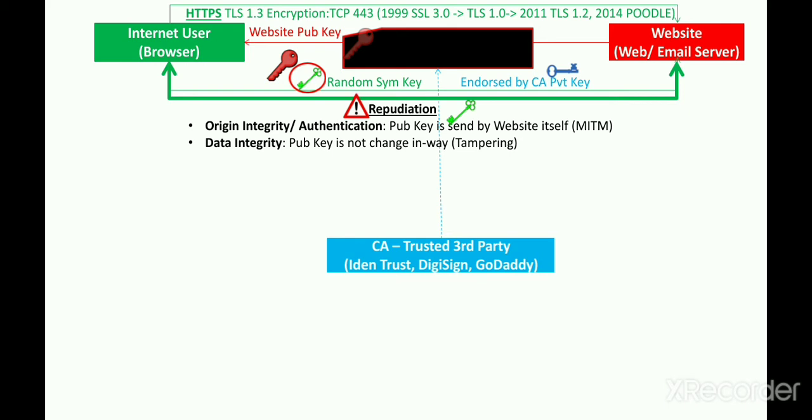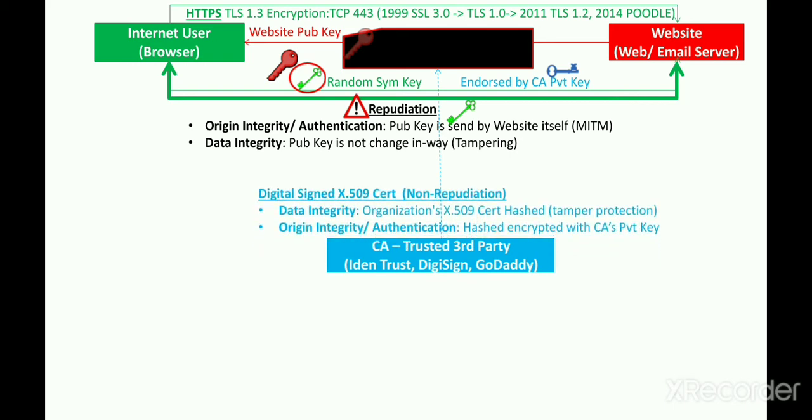So if the certificate is endorsed by the private key of the certificate authority, then this certificate gets decrypted or verified by the internet user using the public key of the certificate authority. This is also known as a digital signature. Now there are famous certificate authorities like these three: DigiSign, GoDaddy and Identity Trust.